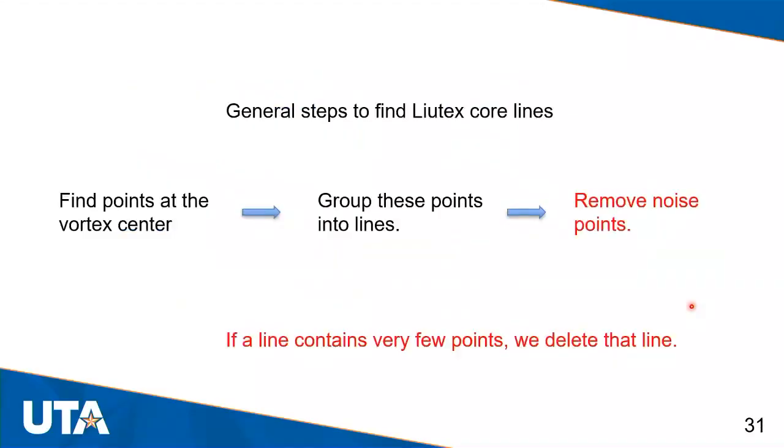Then after that we remove the noise points, because it's possible that after grouping, one line only has 3 points, or 4 points. That may be a too short vortex structure, or maybe it's noise. So if you want a clean result, I just delete these lines that only contain a few points, I throw them away. But if you want to study them, you can keep them. It depends on your need.